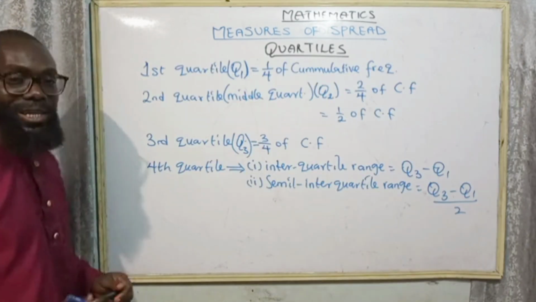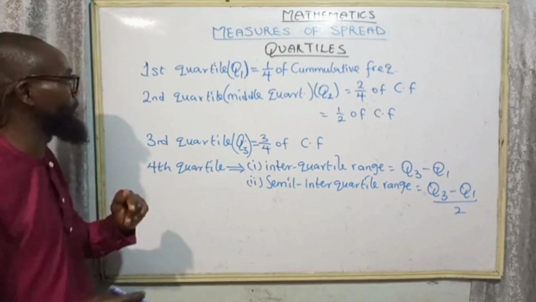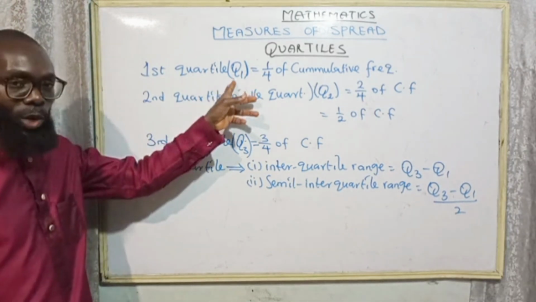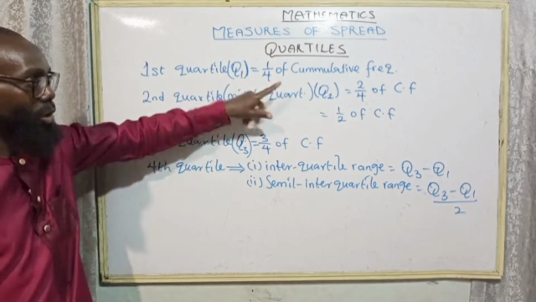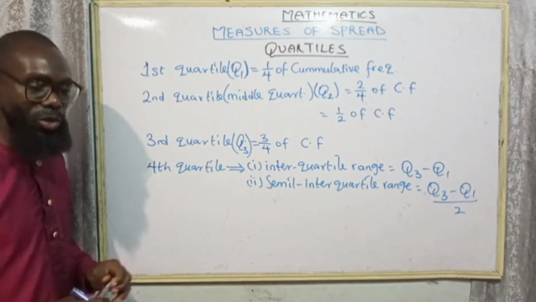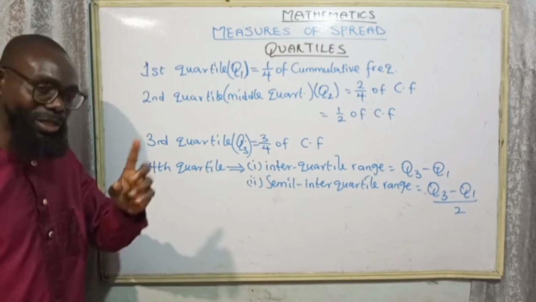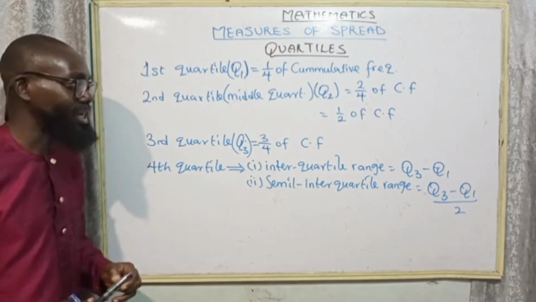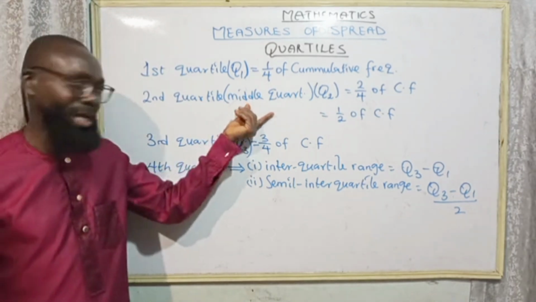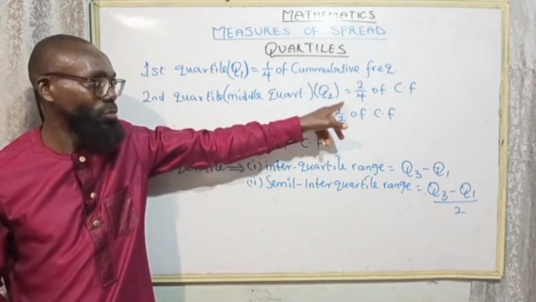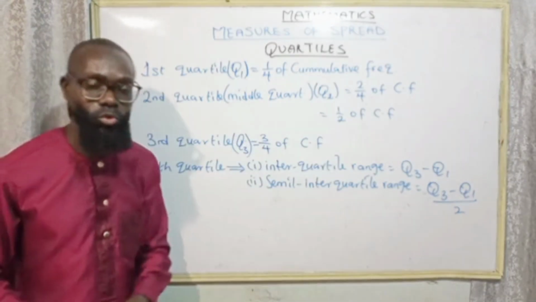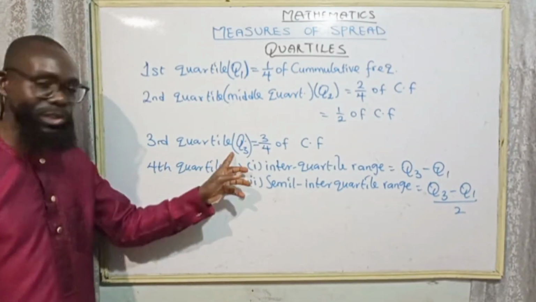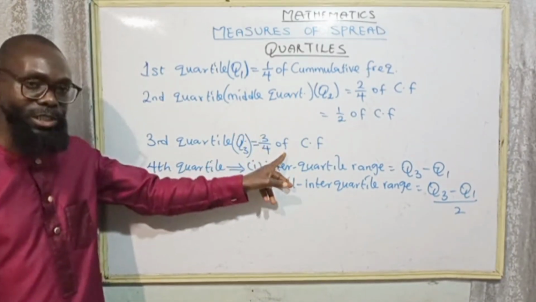So these are the quarters that we have, 4 divisions. First quarter, this is Q1. That one is 1/4 of cumulative frequency. You know, quarter is 4, so the first quarter is going to be 1/4 of that cumulative frequency. While the second quarter, otherwise known as the middle quarter, that is Q2, 2/4 of cumulative frequency, meaning 1/2 of the cumulative frequency. Then the third quarter, that is Q3, 3/4 of our cumulative frequency.